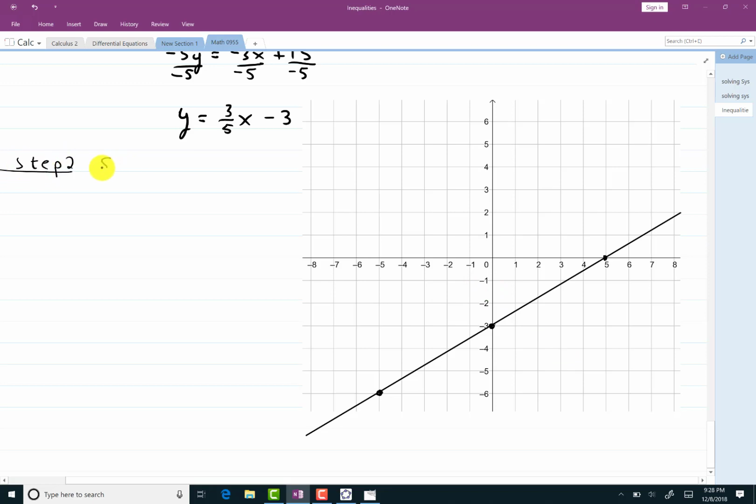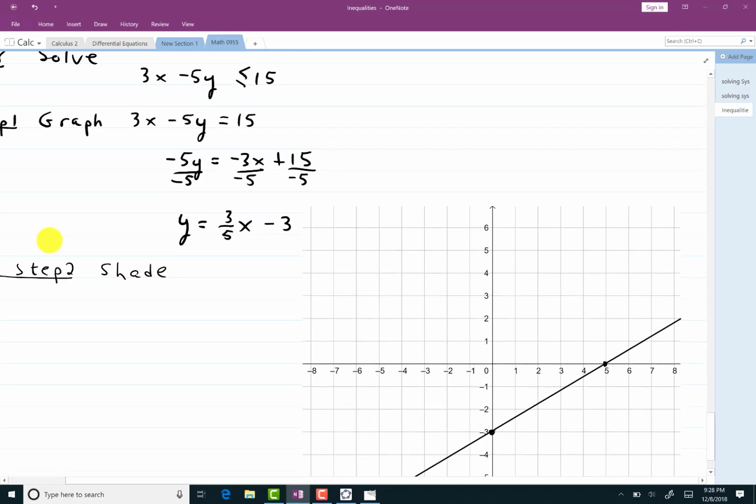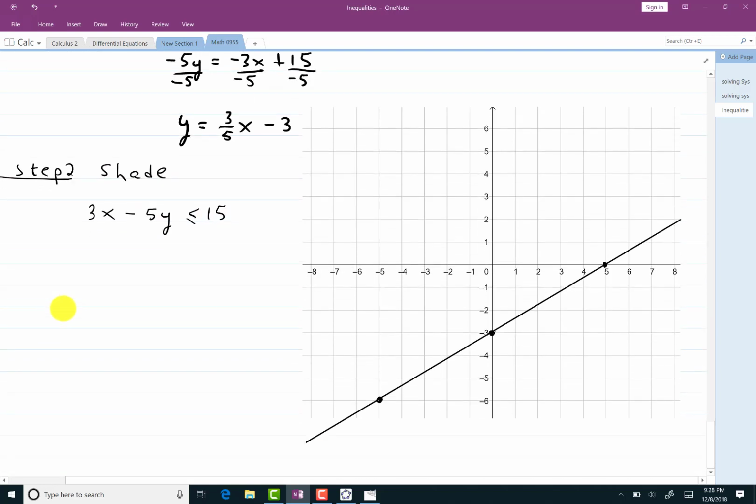step 2, this step is to shade. And now let me go back to the original inequality. We have 3x minus 5y is less than or equal to 15. And in order to determine if I shade above or below the line, I'm going to pick a test point. Pick any point that's not on the line. If you can, 0, 0 is the best test point to use.